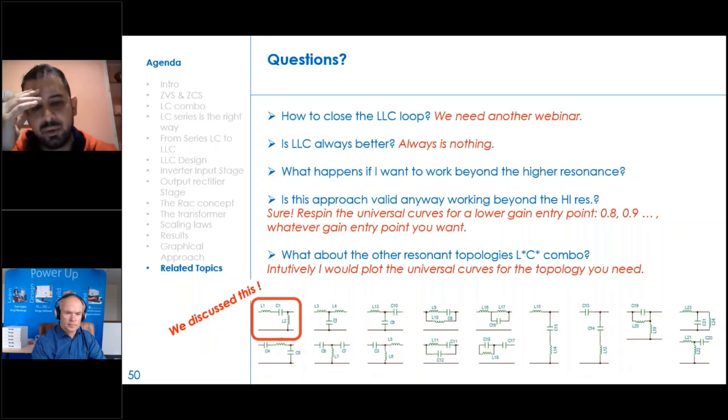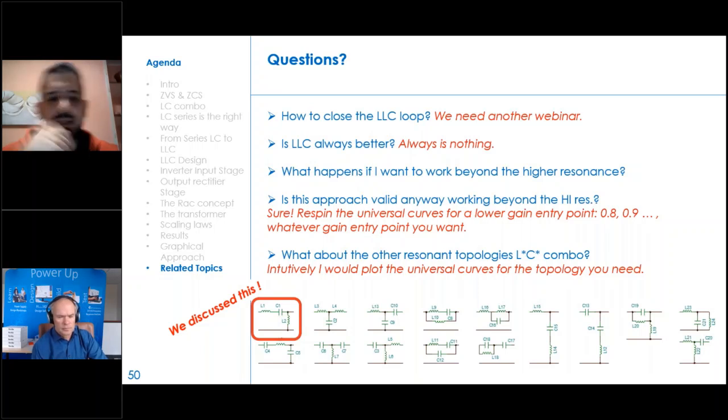So what about the other resonant topology combinations? Actually, there are a lot of possible combinations: LLC, LCC, CRC, and so on. We discussed just the first topology.